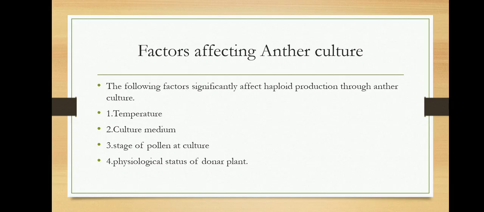And the addition of activated charcoal, that is 0.5 to 2%, into the culture medium stimulates androgenesis during the culturing process of anthers. And then next, the third effect is the stage of pollen during the culture time.